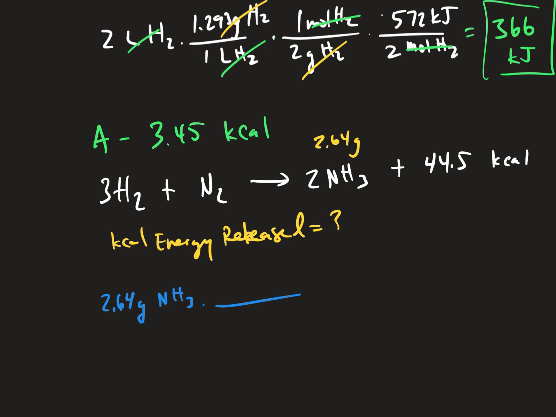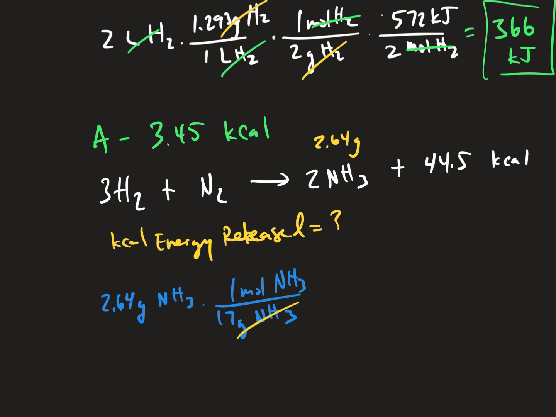And look at our mole roadmap. It says we go from grams to what? We always got to go to moles. That's the center of our map. We got to get there. So what's the molar mass of NH3? 17.03? Yeah. Okay. Can we just say 17, or do you want to say 17.03? It really doesn't matter, guys. 17 grams of NH3 to 1 mole of NH3.